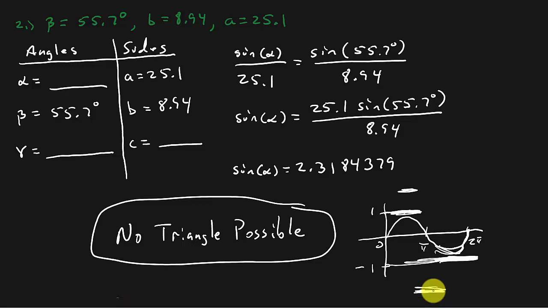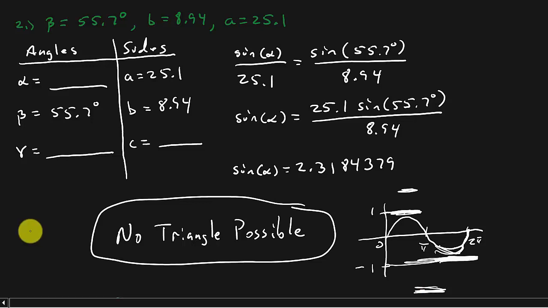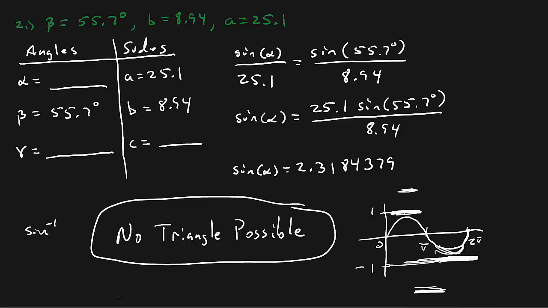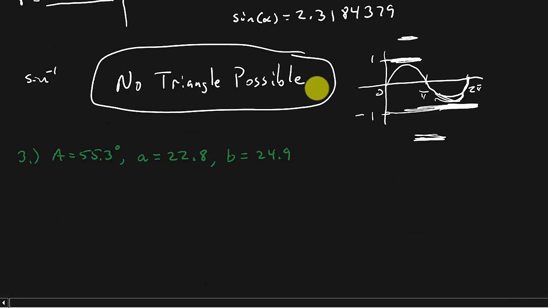So you might be thinking, well, how would I know? What if I forget that? Okay, big deal. So you forget it. All right, do the inverse sine. Remember the inverse sine in your calculator? It's right up above the sine button. Do second sine, and then just type in 2.3. Don't even worry about typing in the whole thing. Just type in 2.3 and hit equals. And what does your calculator say? Domain error. It's not possible. So this, no triangle possible. All right? All right, let's go to the next one.